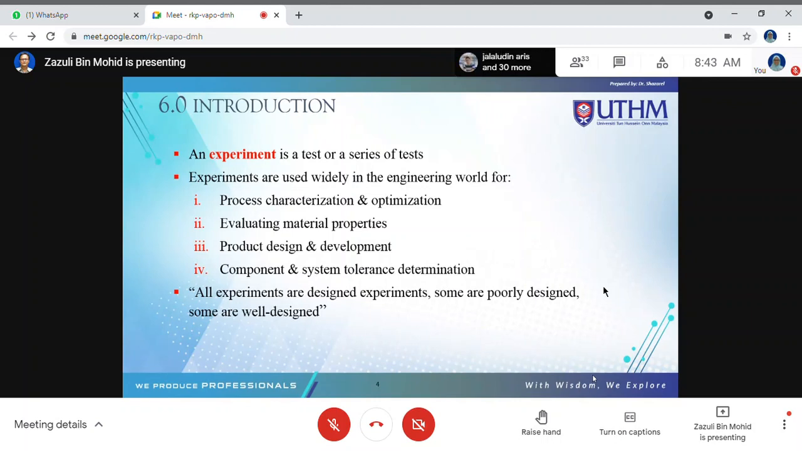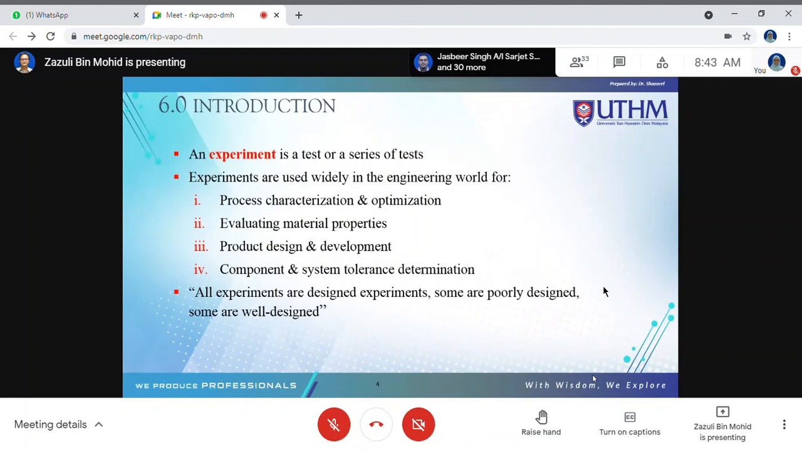Sometimes we only do experiment to evaluate the material properties, to evaluate the product design, whether the product design is optimized or not, or maybe we want to do some development or improvement in process. We also need to conduct experiment, collect data, or maybe we want to evaluate component and system tolerance determination. So all experiments are designed experiments. Some are properly designed, some are well designed.